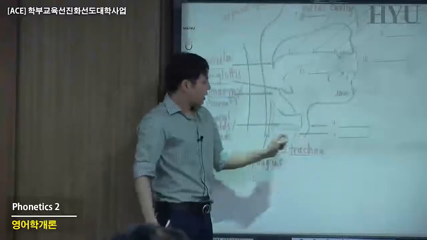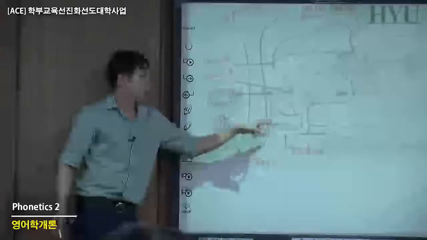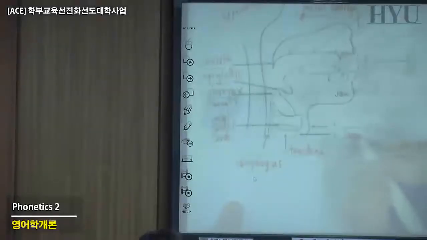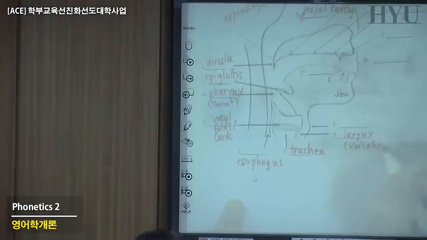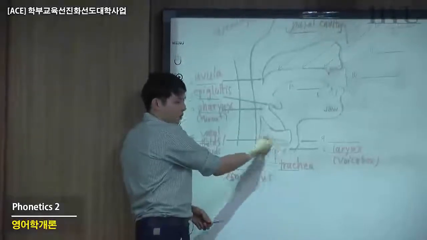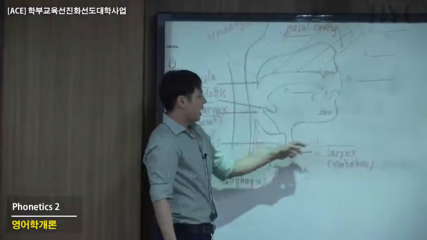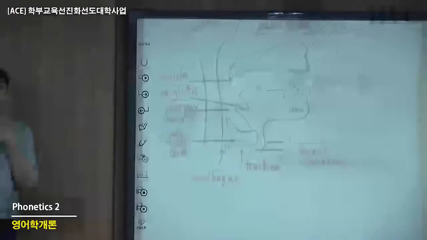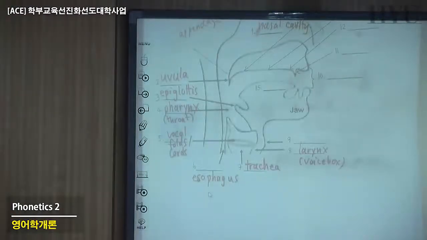Number eight, that area is the larynx, right? The larynx, or the voice box. The common term for it is the voice box, right? And inside the voice box, you have the vocal cords, right? Number nine, that's what you can feel outside. That's your Adam's apple, right?